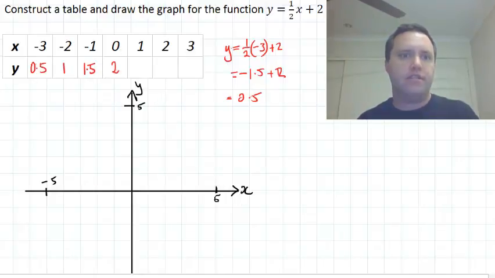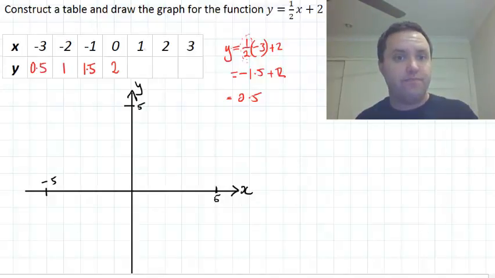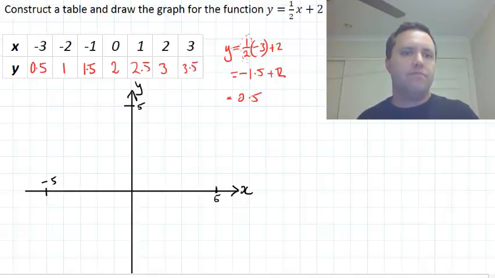Now you're probably noticing something here. They're all going up by a consistent amount. That's to do with this slope value in front of it, the multiplier of the x variable. Half of 1 is 0.5 plus 2 is 2.5. This one will be 3, and this one will be 3.5. So when we plot these, really we only need to plot 2, but I'll show you 3.